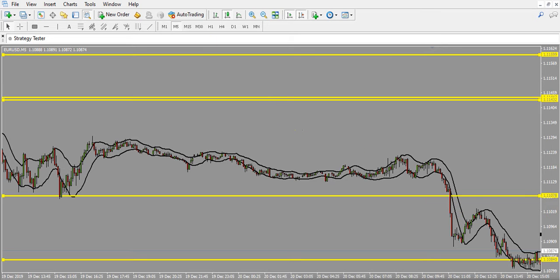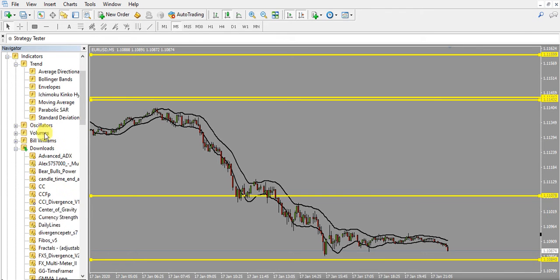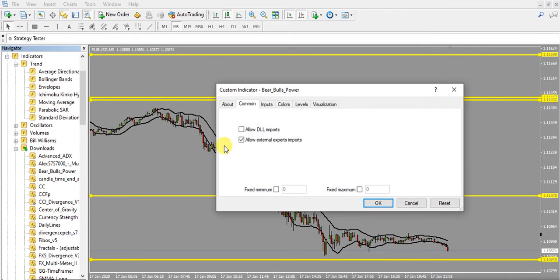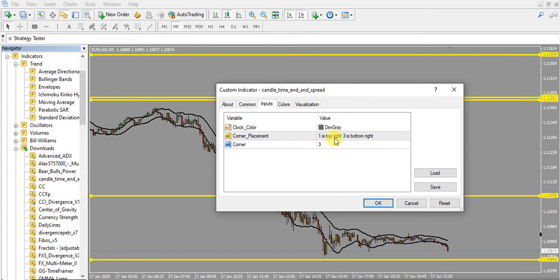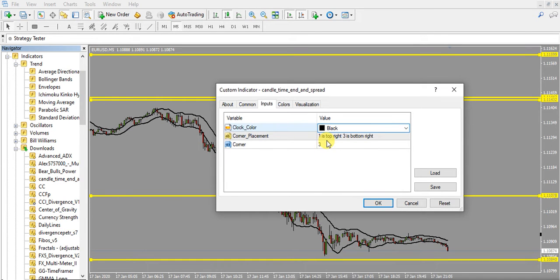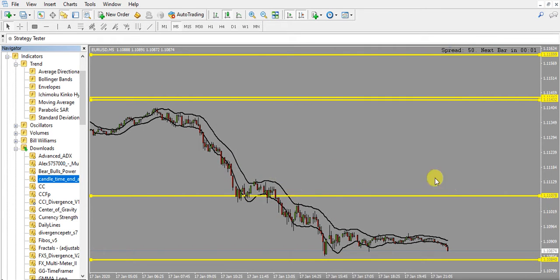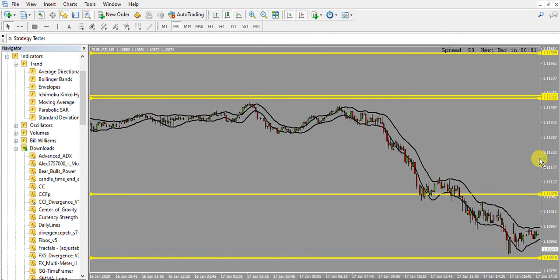Now, I advise you, here, let me show you something. Write this down, guys and girls. Nope, not that one. Right here. Candle time, end, and spread. All right. Get this indicator. It's free. It just shows you when the candle is going to end. Okay. Get that in there. All right. Now, this is a key. Write this down.